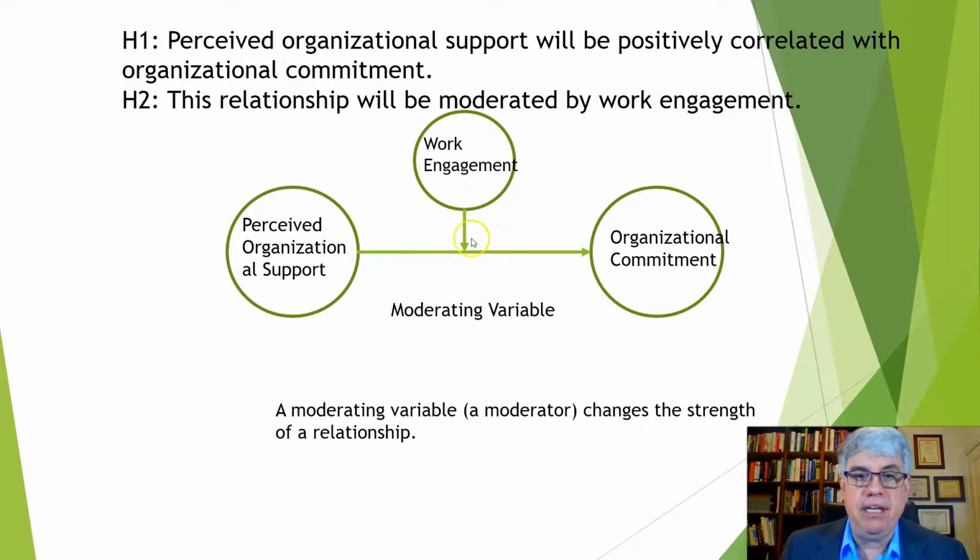So work engagement is called a moderating variable or a moderator. Moderate means to change. So it changes the strength of the relationship. When work engagement is high, the correlation is smaller, it's weaker. When work engagement is low, the correlation is going to be stronger, and perceived organizational support will have an even greater influence on organizational commitment. So this is a moderating variable, and we would enter that into our model with a second hypothesis that this relationship will be moderated by work engagement.